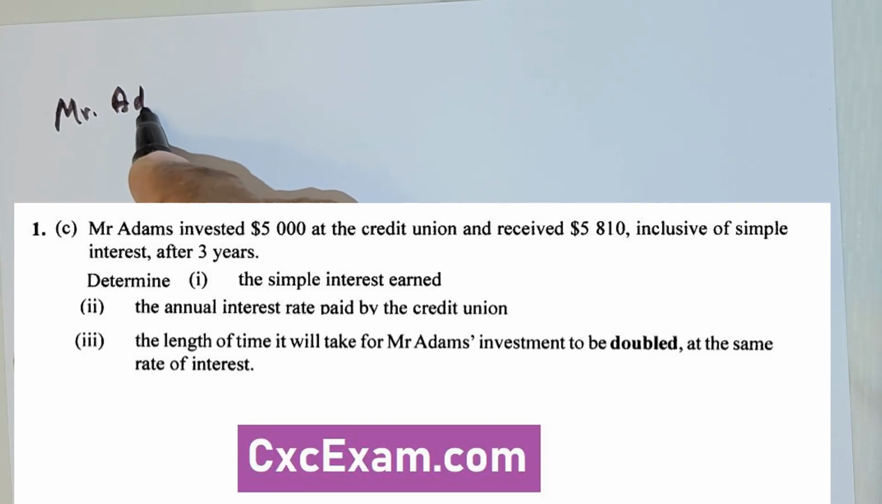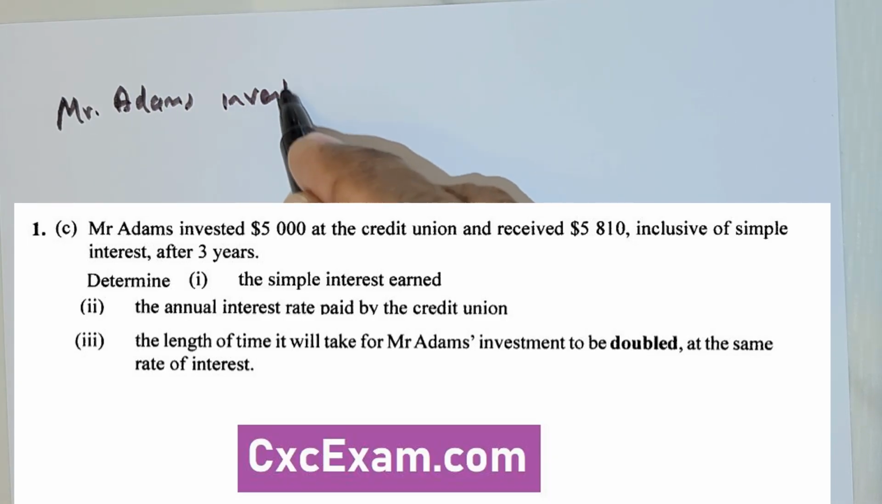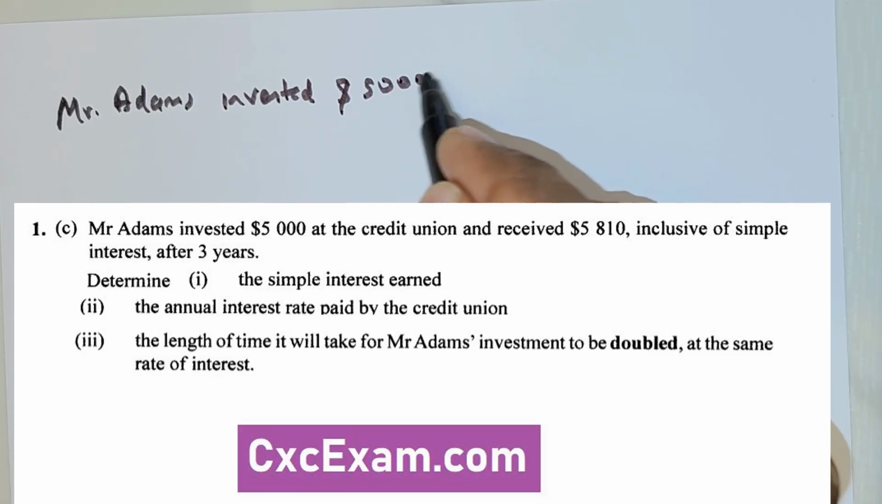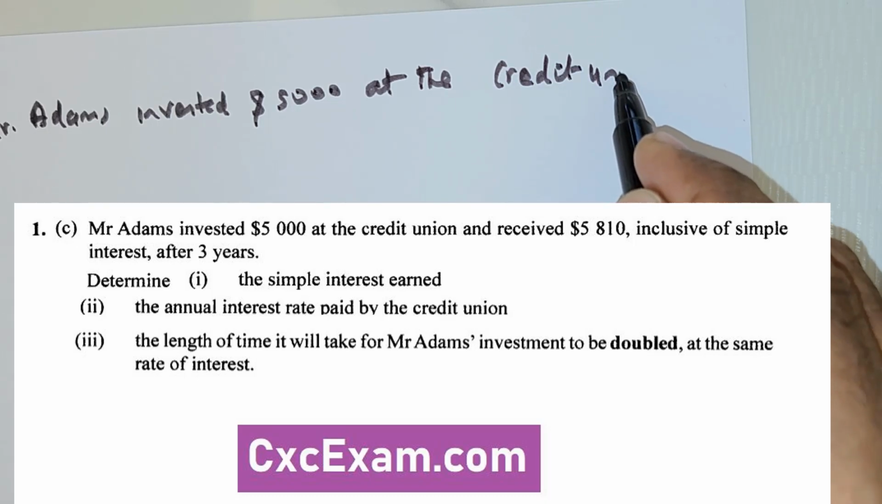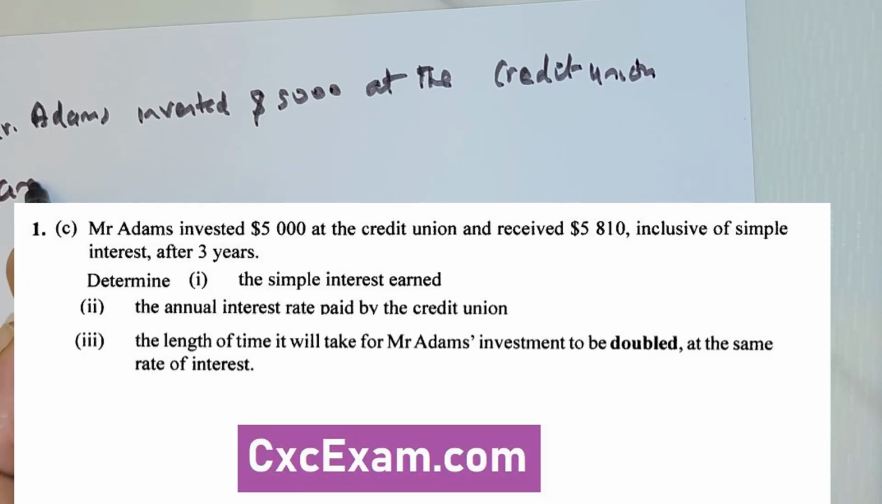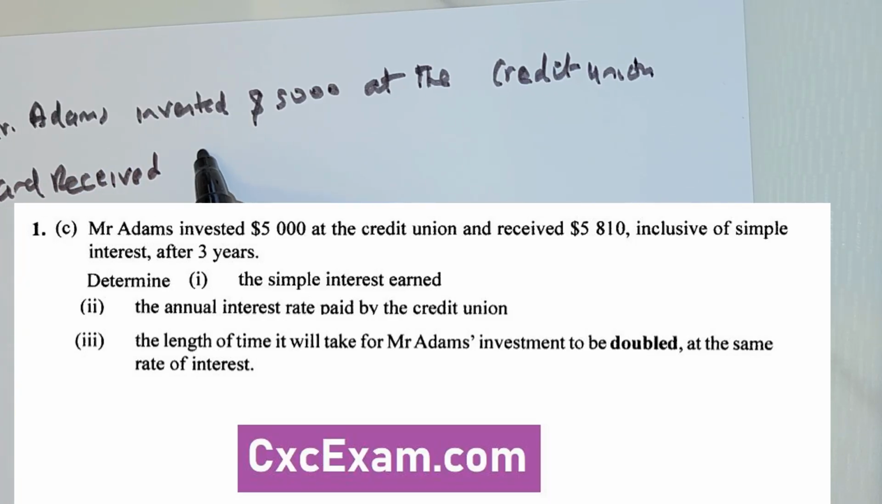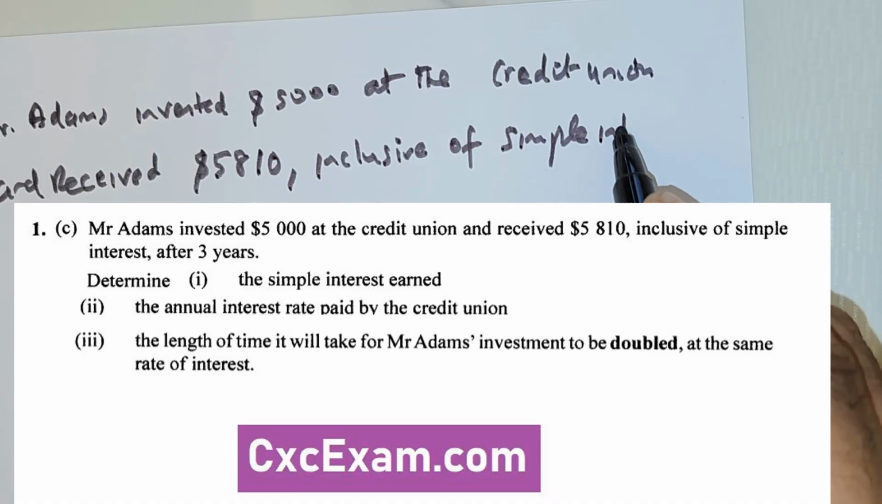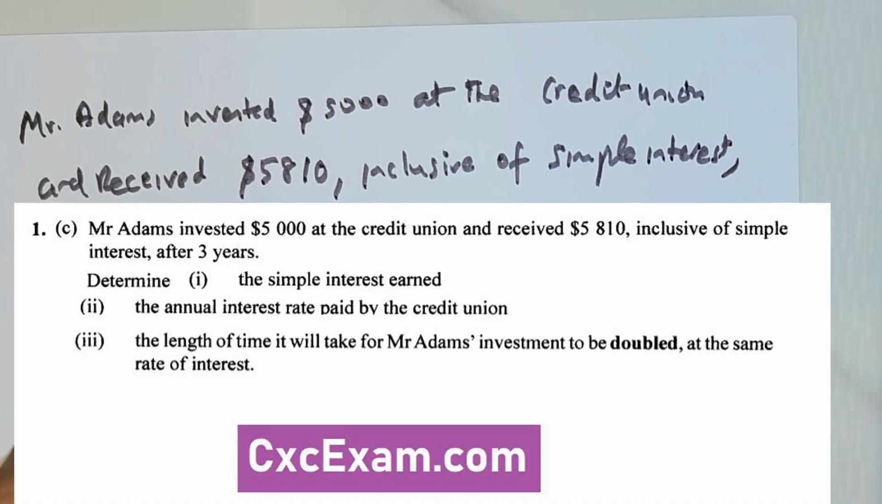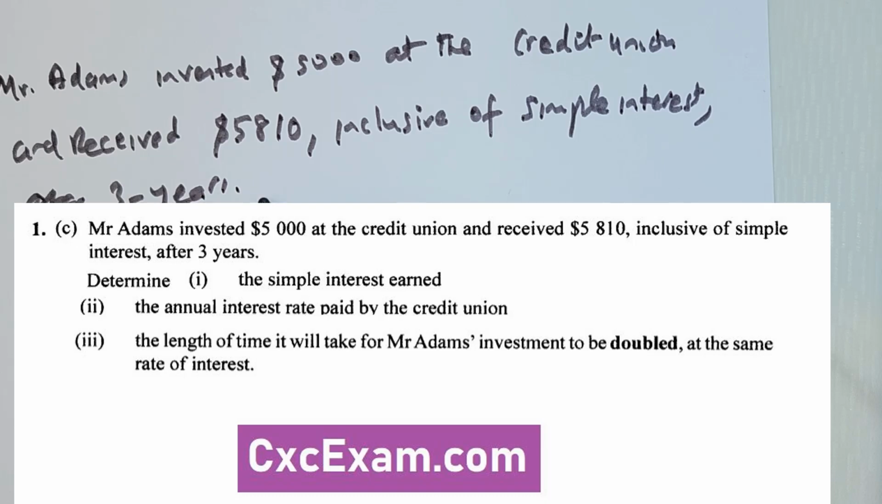Mr. Adams invested $5,000 at the credit union and received $5,810 inclusive of simple interest after 3 years. Now this is what he gets after 3 years.